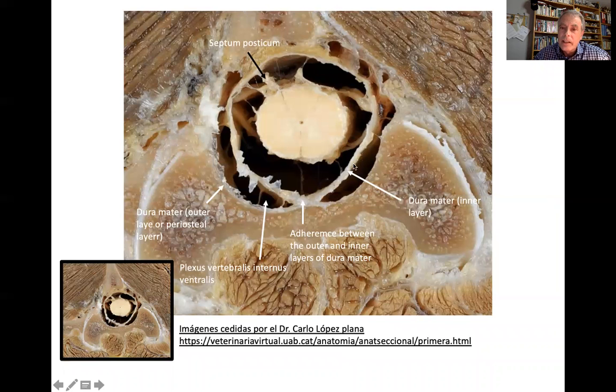And then you see the dura mater. But you have to remember that this is the inner layer. The outer layer of the dura mater is the periosteal layer. And as I have said before, we are at the level of the axis here. So the inner layer and the outer layer of the dura remain attached one another at the floor of the vertebral canal. On the lateral aspects, we have the plexus venosus vertebralis internus ventralis.